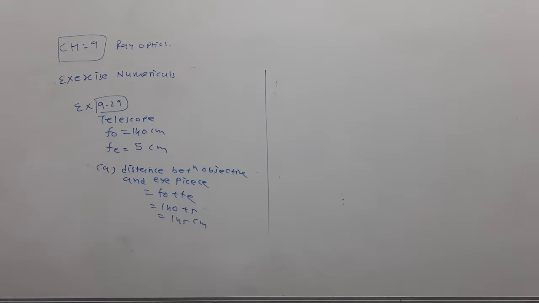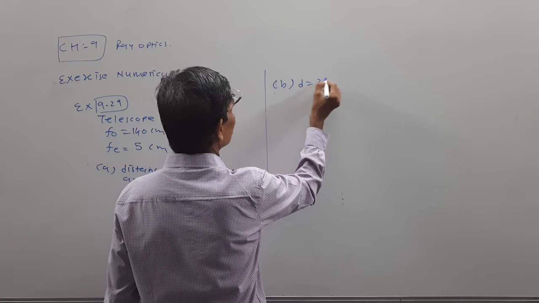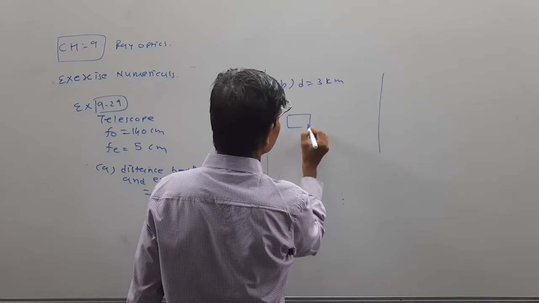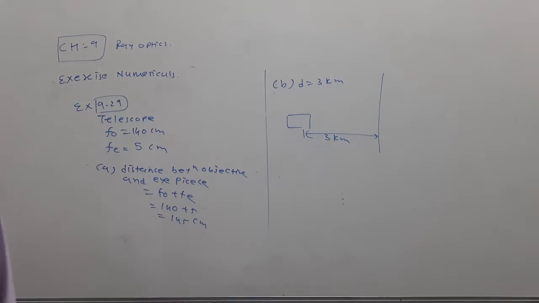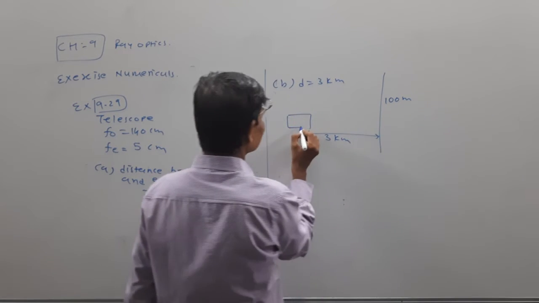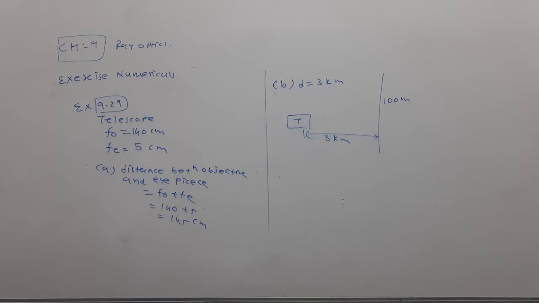Now see the second part of the question. This telescope is used to see a tower at a distance of 3 km. Now let us say this is a telescope and the tower is at a distance of 3 km, and the height of the tower is 100 meters. What should be the height of the image?